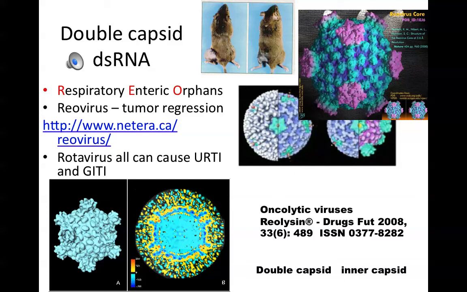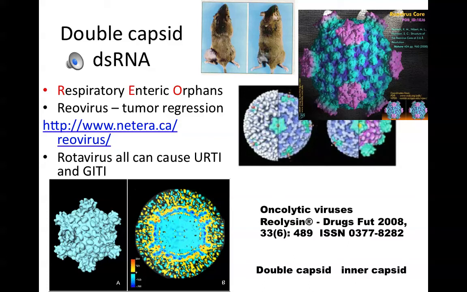Reoviruses are often associated with tumor regression or tumor lysis. The medical term for tumor lysis is oncolysis. We often describe the reoviruses as oncolytic. In fact, in the last few years, they've been used in the manufacture of an oncolytic drug called reolysin. You can see the reference for reolysin on the slide from 2008.